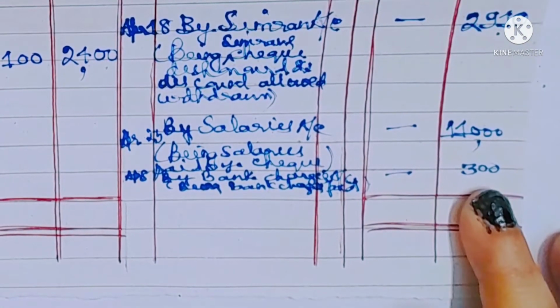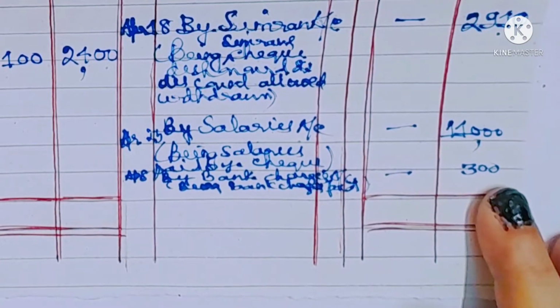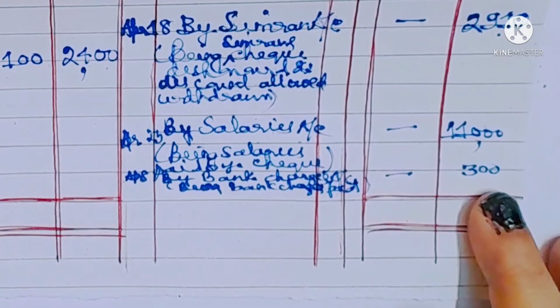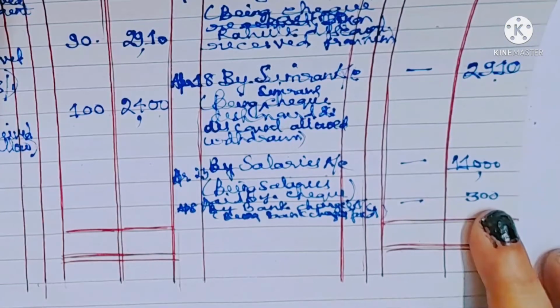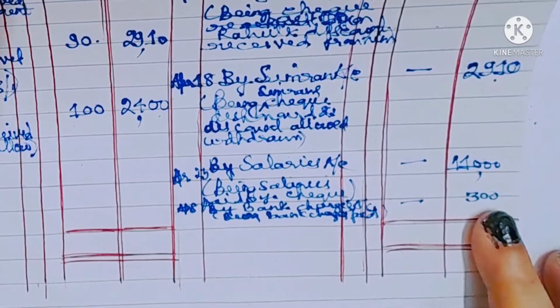Bank account comes under personal account. According to personal account, the giver of the benefit is credit. Here, when bank charges is paid by bank, bank is the giver of the benefit. So, bank account will be credited by rupees 300. Moreover, when 300 is deducted from bank, bank balance is reduced by 300.